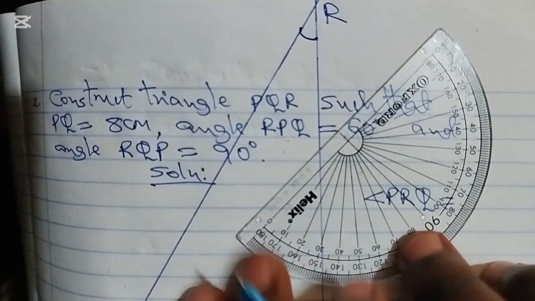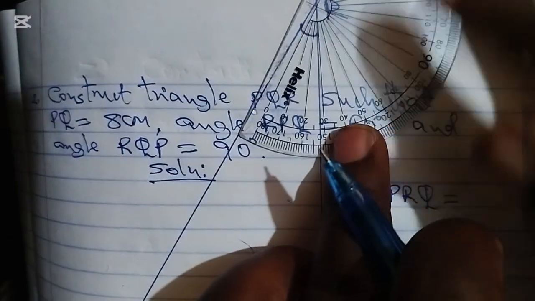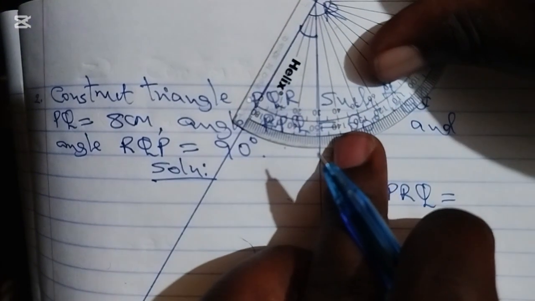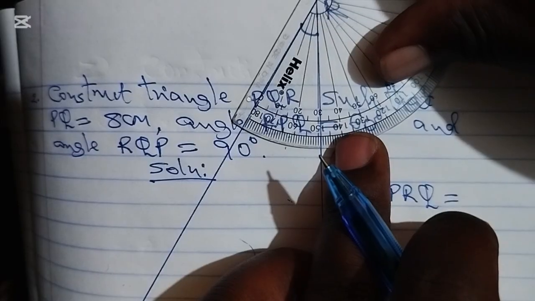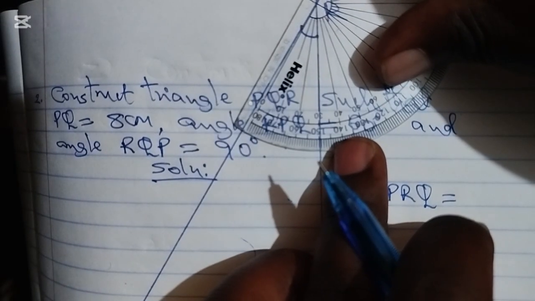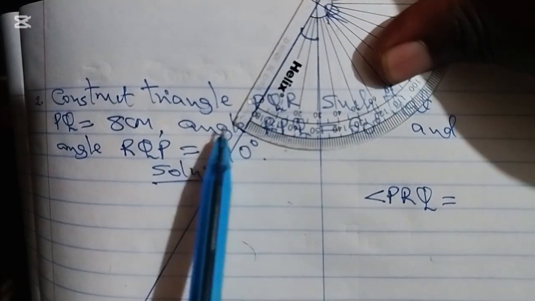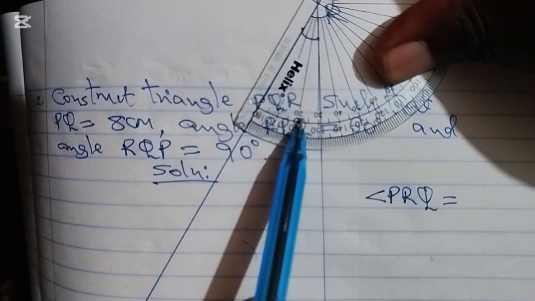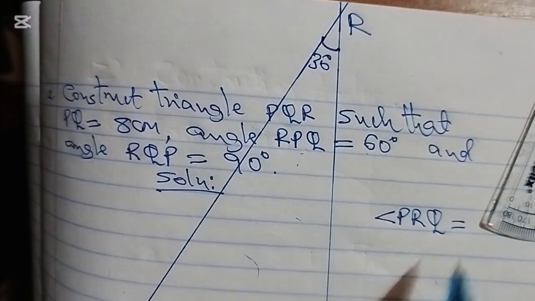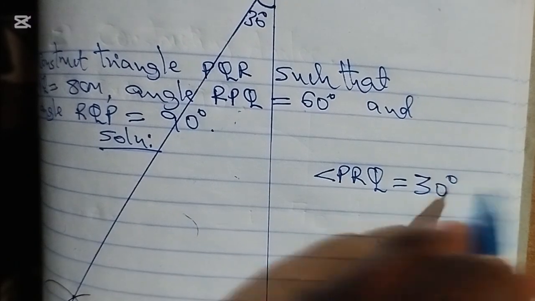After taking your compass, it's not your compass, sorry, your protractor, align it that way such that the center of the protractor is at the intersection point of the two lines. When you look at that angle now, you read from the inner scale 0, 10, 20, 30. So this angle here is 30 degrees, meaning that angle PRQ is equivalent to 30 degrees.